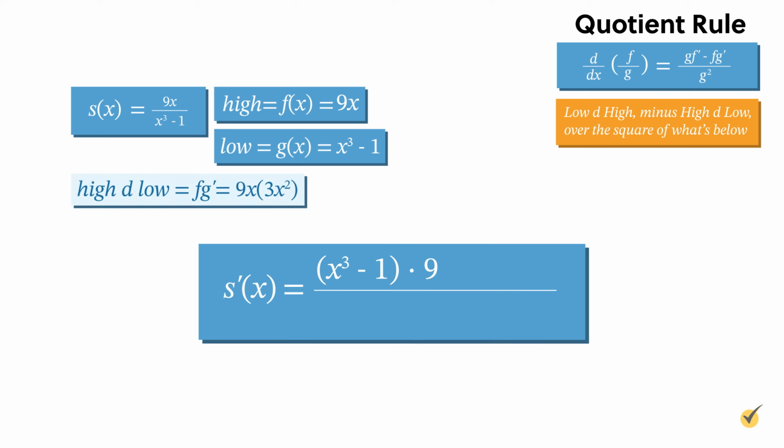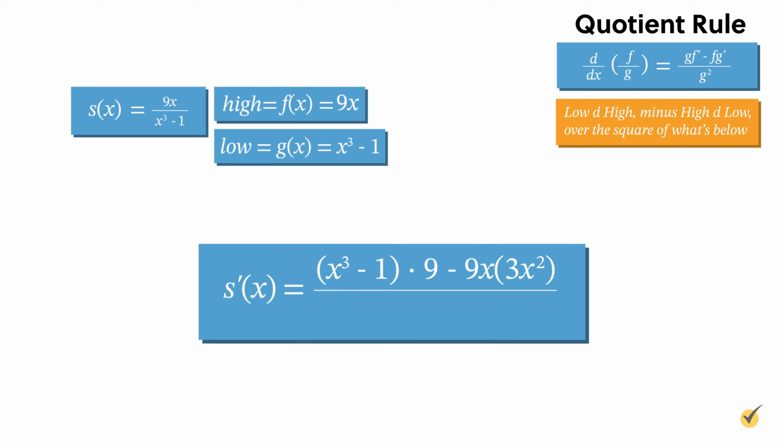We're going to subtract high d low, which is 9x times the derivative of the bottom, which is 3 times x squared. So the numerator of the derivative will be equal to x cubed minus 1, the quantity, times 9 minus 9x times the quantity 3 times x squared. Let's multiply and collect like terms to clean this up a little bit. We can distribute our 9 into our parentheses and get 9 times x cubed minus 9 minus 27 times x cubed. Then we can combine our x cubed terms and we'll get negative 18 times x cubed minus 9.